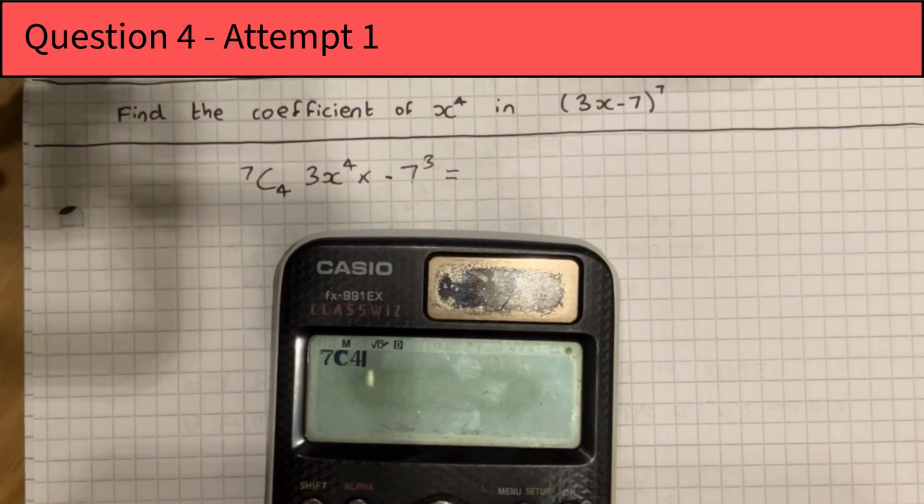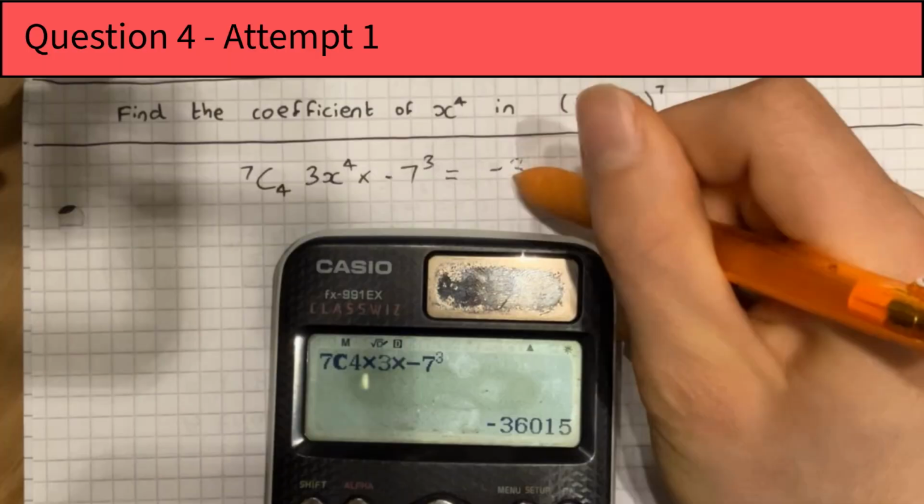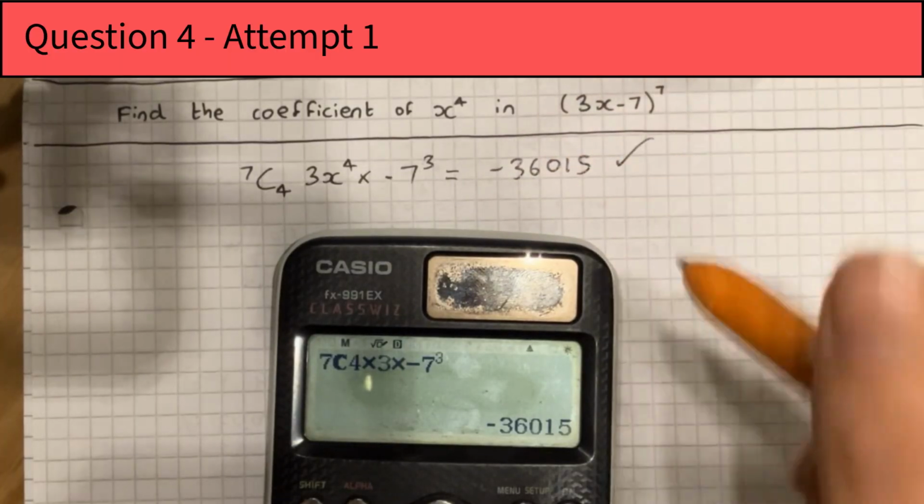Seems pretty straightforward, I'll just put it in. So minus 36,015, which seems good.